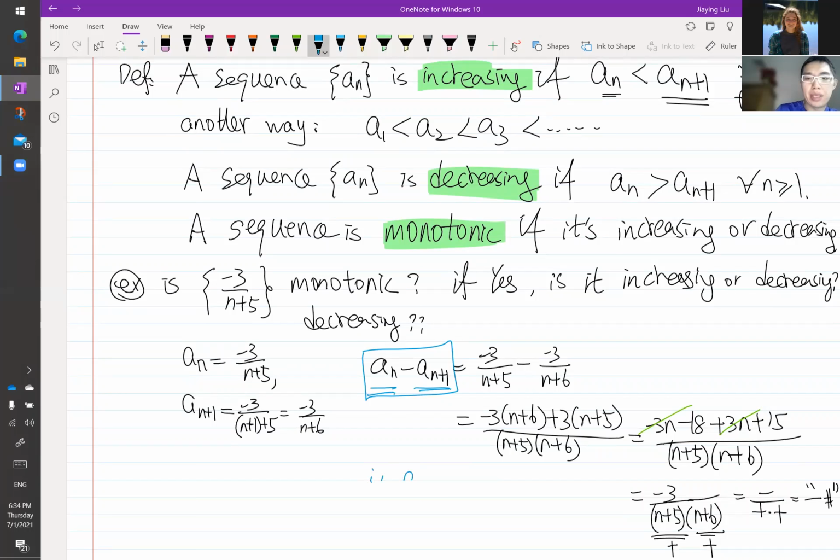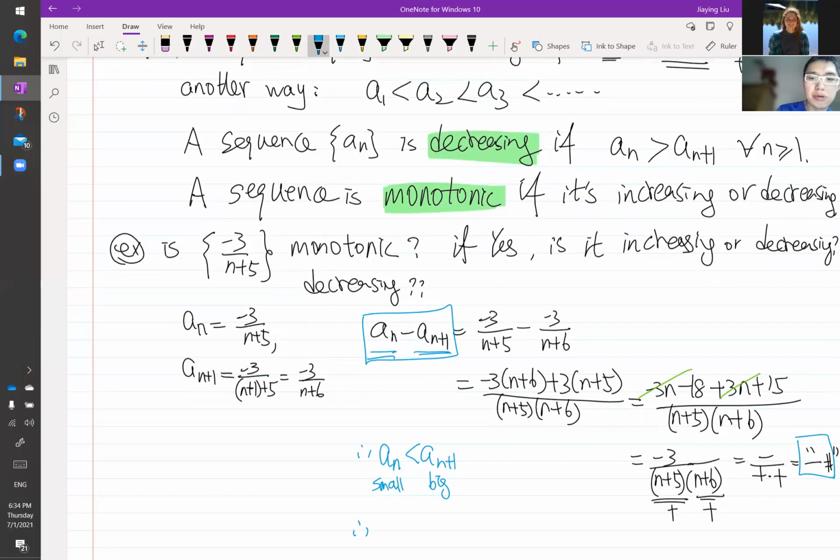So therefore, because we end up with a negative number, an is less than an plus 1. So the number that's coming after an is actually bigger. So this is a bigger number, this is a smaller one. Therefore, because the number that's coming after is bigger, it's increasing. But good guess. That's what we do, right? We sometimes guess, we sometimes look for a pattern, try to make a conclusion.